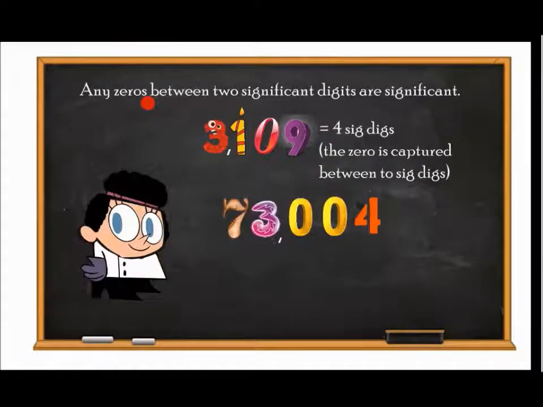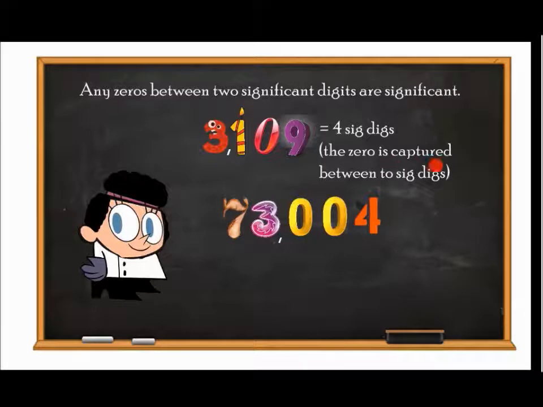Rule number 2, and away we go. Any zero, now we're going to talk about those zeros because those zeros are an issue, they're a problem. Any zeros between two significant digits are significant. In other words, if I have a zero between any other two numbers, that makes that zero significant, important. We're going to count it.